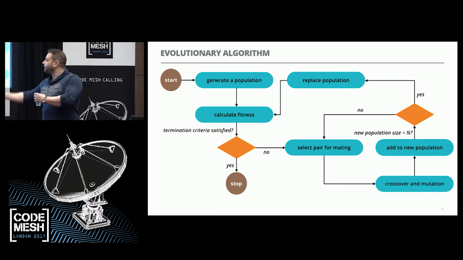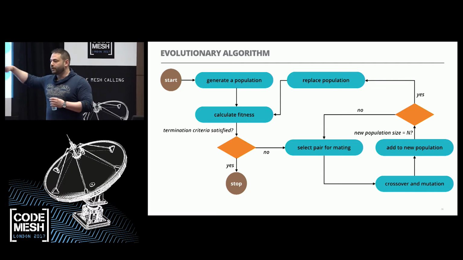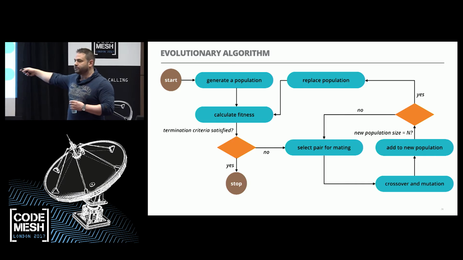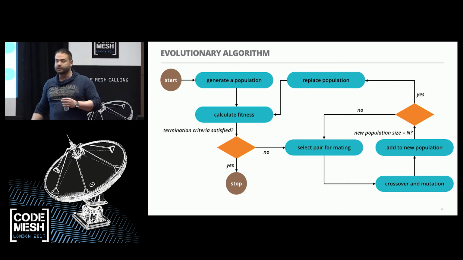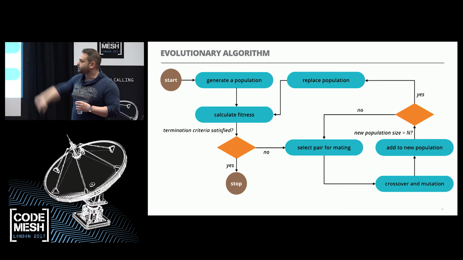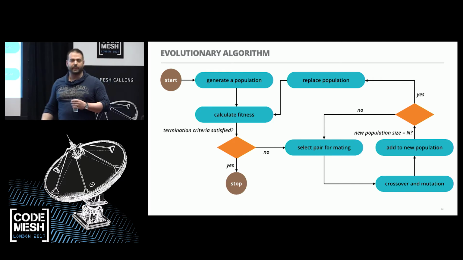Then parents and child go into the new population, and we keep on doing that until we have a new population of the same size as the original population. And we keep on doing that until some termination criteria is met. That's typically either you run it for n number of generations or you have some target fitness in mind that you want to achieve.